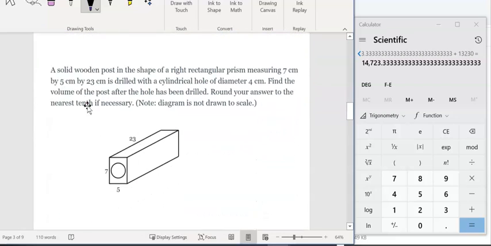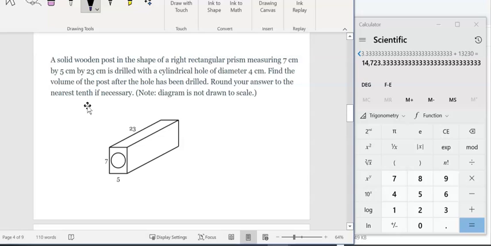So the next type of thing we're talking about is subtractions. This is where we have something with a hole in it, usually. In this case, we've got a wooden post that's a rectangular prism, and there's a hole in the middle. I want to know just the volume of the leftover bits. It says that the prism is 7 by 5 by 23. That's written on there. And then it says that it has a hole with a diameter of 4 centimeters.